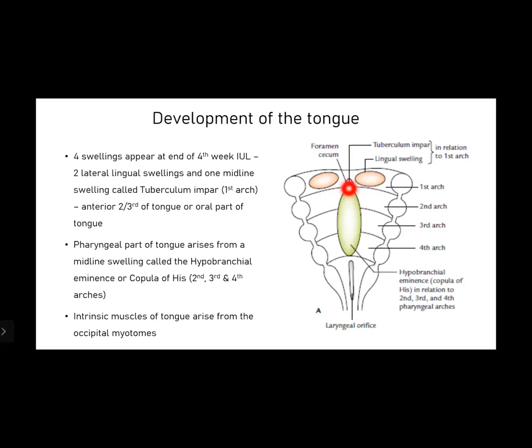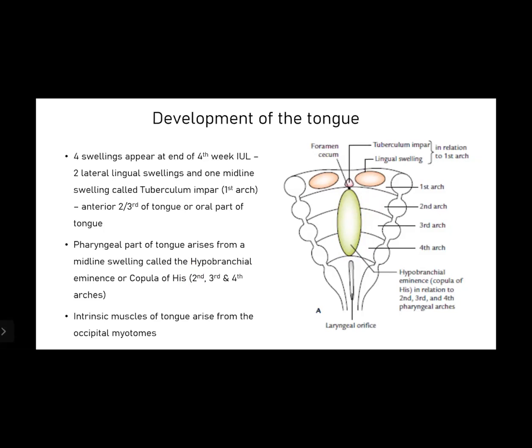On the ventral wall, you see these two lingual swellings along with a swelling called the tuberculum impar, all of which arise from the first arch. These will slowly enlarge and fuse together, and this is what gives rise to the anterior two-thirds of the tongue, which is referred to as the oral part of the tongue. And this is what we refer to as the hypobranchial eminence, or the other name is the copula of His. It is derived primarily from the third arch, but with contribution from the second and the fourth arch.